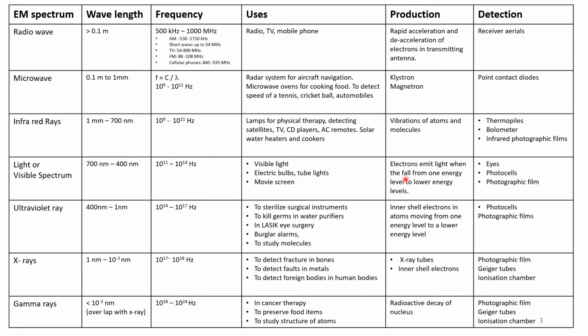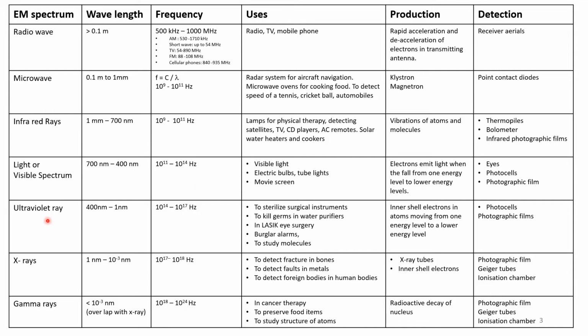Electrons emit light when they fall from one energy level to a lower energy level. This we are studying in quantum mechanics and wave theory of optics. This light, as you know, is detected by our eyes, photocells and photographic films.